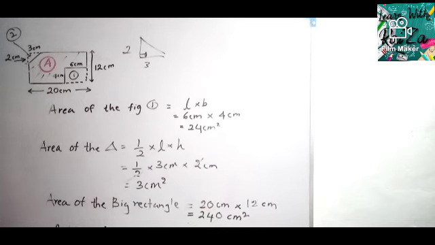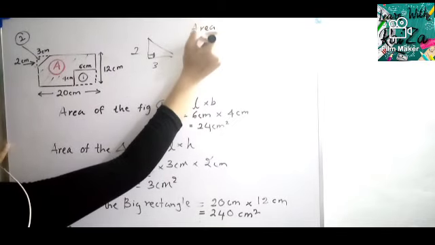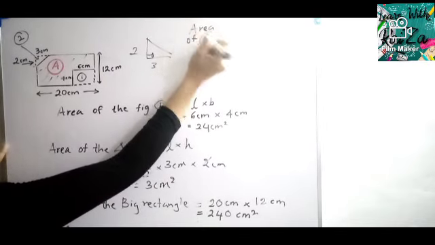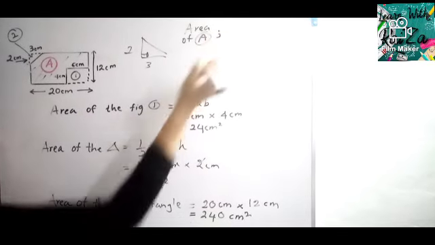Now we have to find the area of... Okay, I'll write it here. We have to find the area of portion A. I'm writing shortly, okay? Portion A, area of the portion A. What is the area of the portion A?